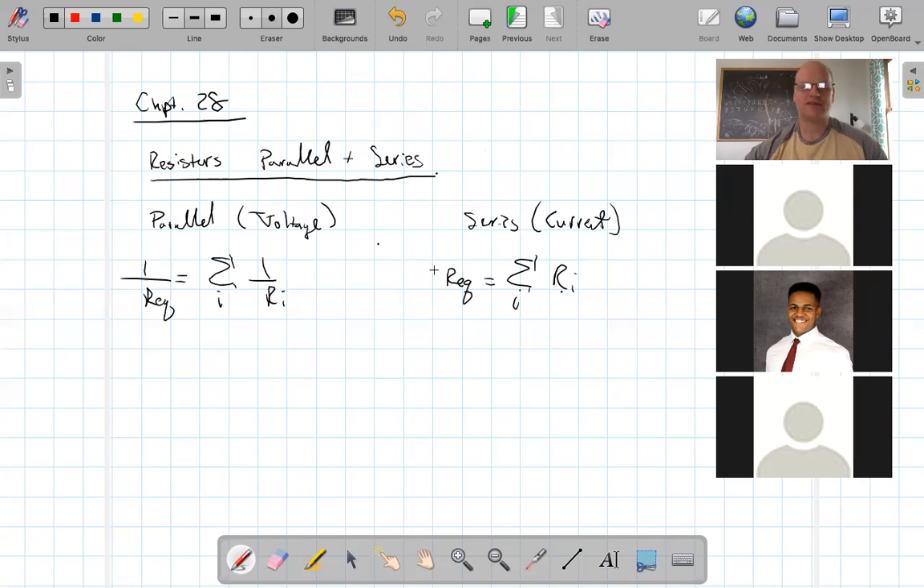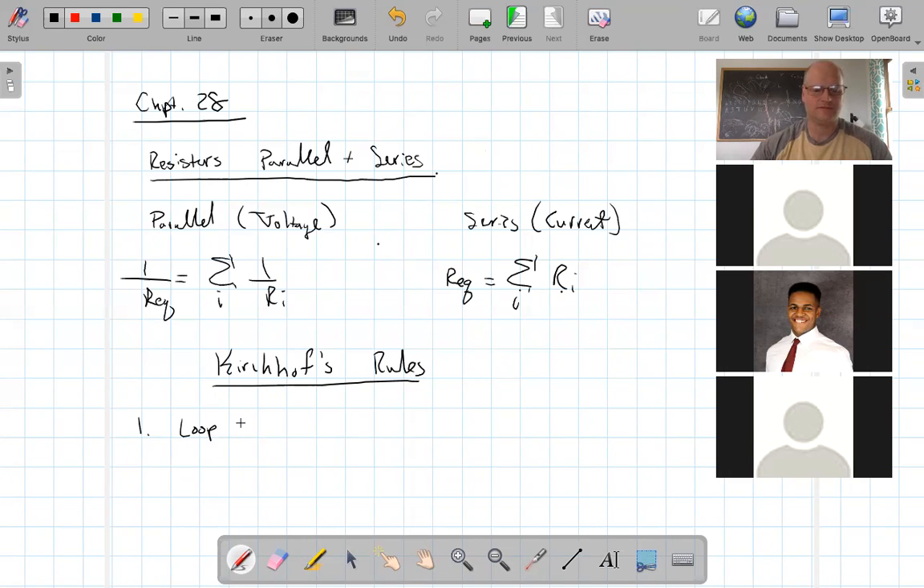Now, again, this only works as long as I have one battery, or at least not a battery in the general vicinity of these things. So if I have more than one battery, we then have to use Kirchhoff's rules. Kirchhoff's rules are two rules. Rule number one is the loop rule.